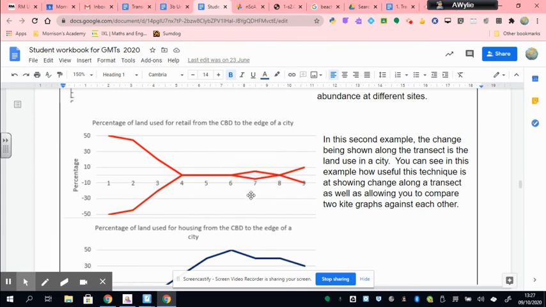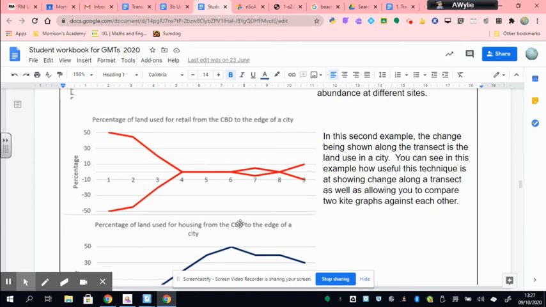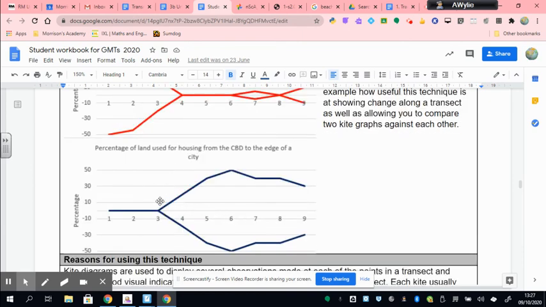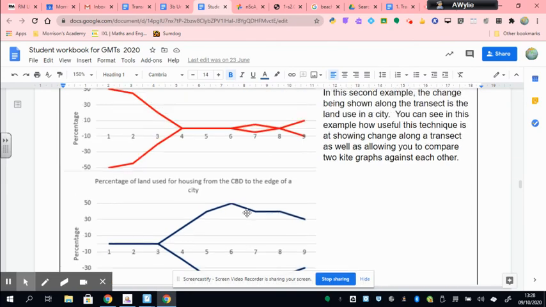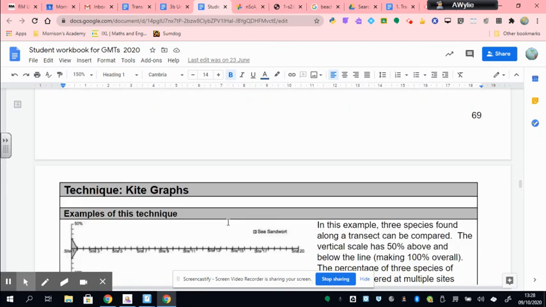In contrast, if I go down 1, we can see that housing, there was nothing between site 1 and 3, then increased dramatically to site 4, and then decreased again. This is a similar kite graph to the ones we're looking at above. It's just shown in a slightly different way.